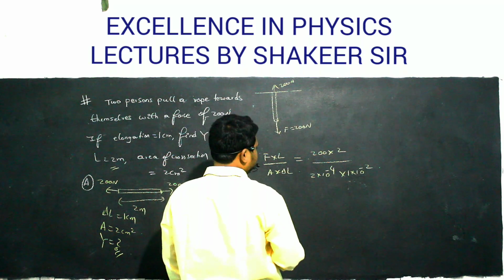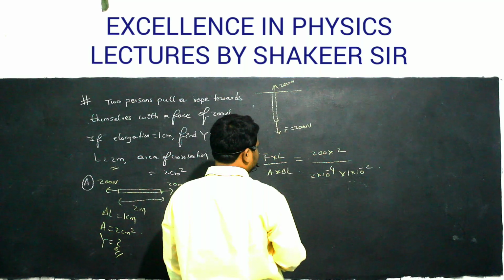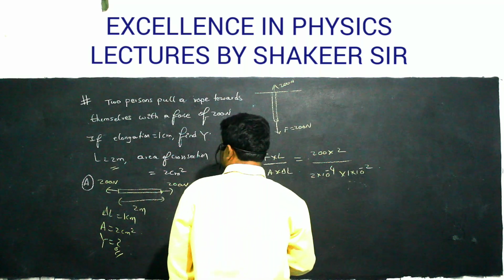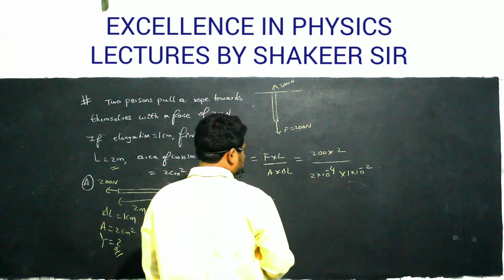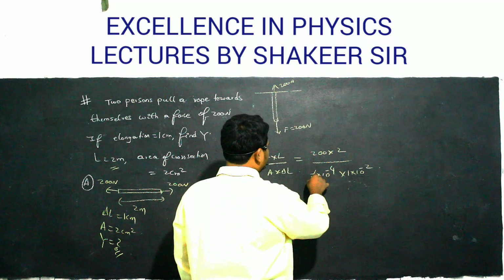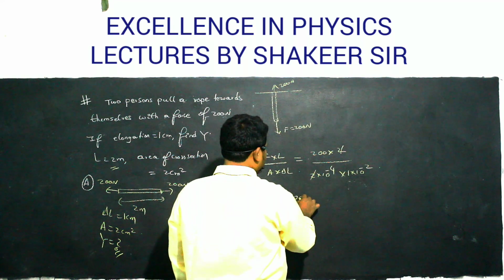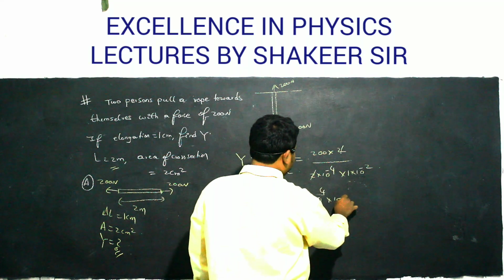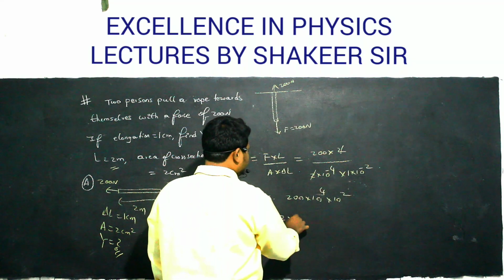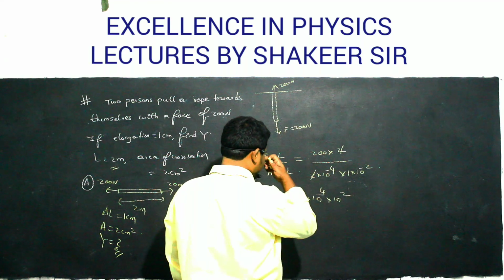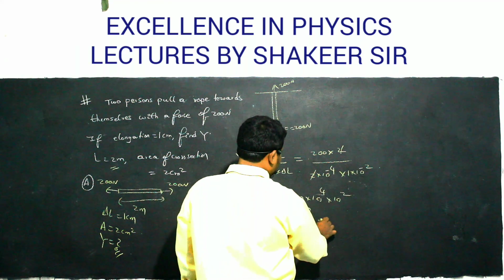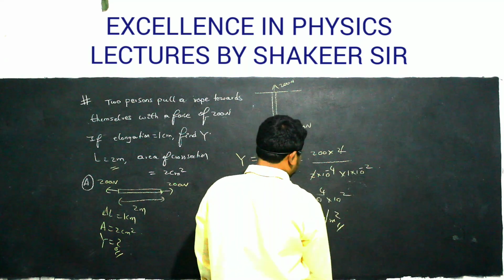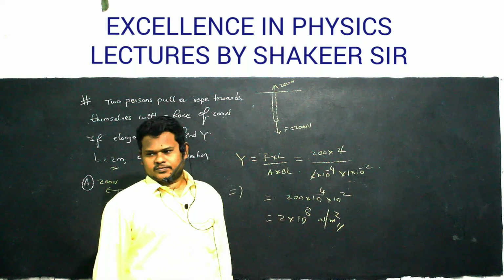Clear, ma? Length is how much? 2 meters. Okay. So therefore, 200 into 2 divided by 2 into 10 power minus 4 into 1 into 10 power minus 2. So 2 into 10 power 8 Newton per meter square. That is our answer. That's all.